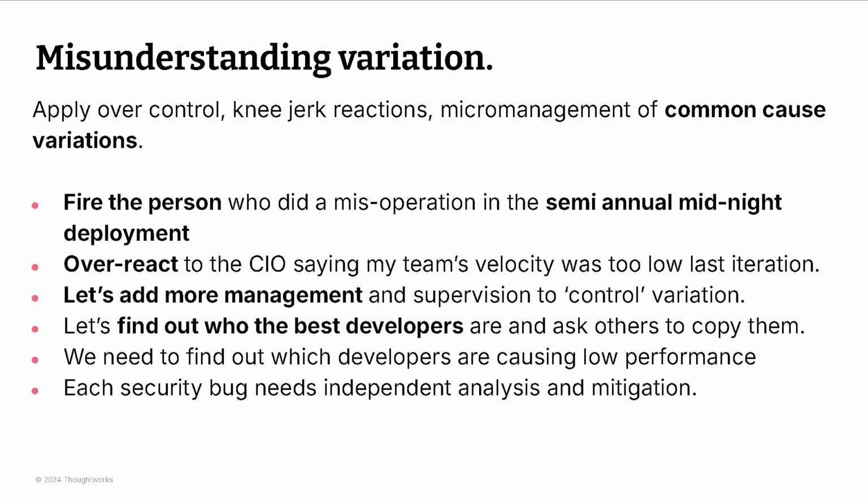We're like, okay, we do a semi-annual midnight deployment. Somebody made a misoperation. They didn't follow the procedure. They missed step 13, fire them, right? So people know there's accountability. Now, if I'm doing deployments twice a year and at midnight, most people are going to make mistakes over time. So is the problem with the person, or is the problem with how the system is set up? And then there's, okay, my CIO said my velocity for this team was too low. Management goes into panic mode, they overreact, they try a bunch of things, and usually make things worse.